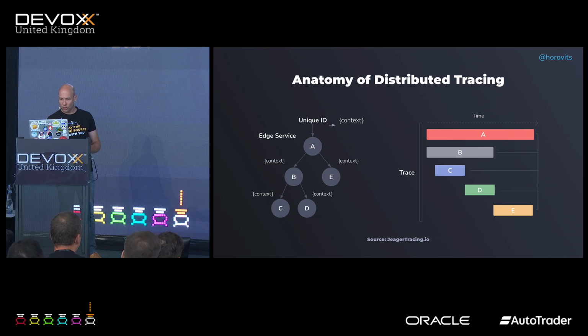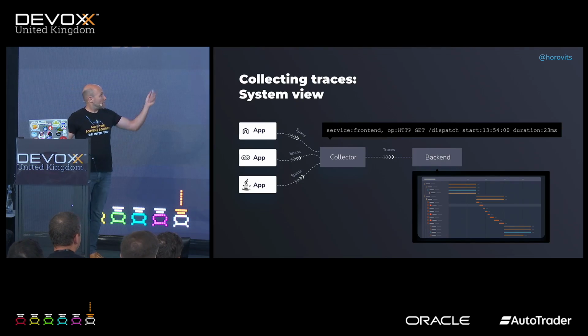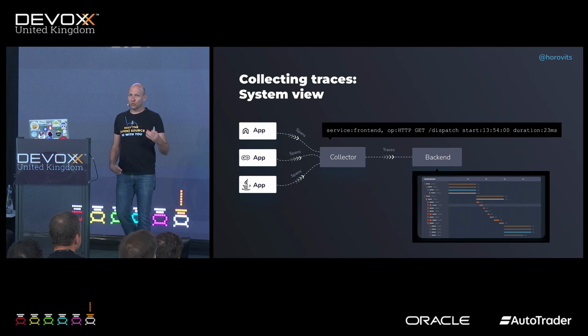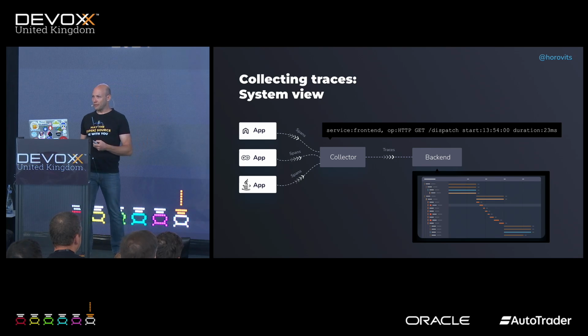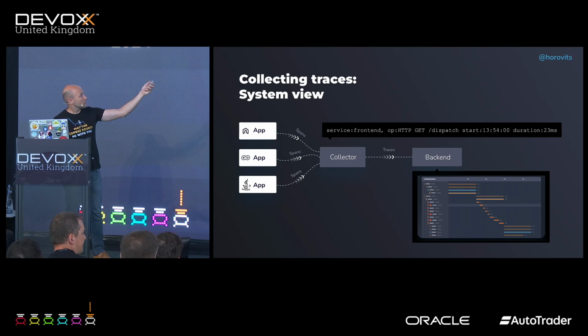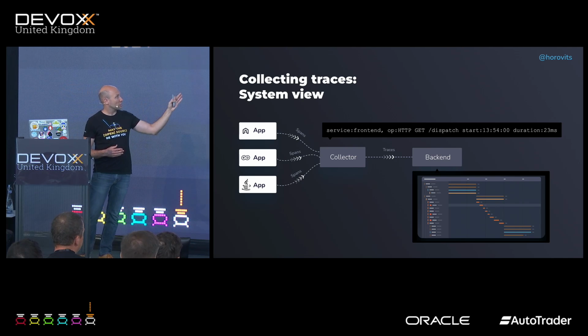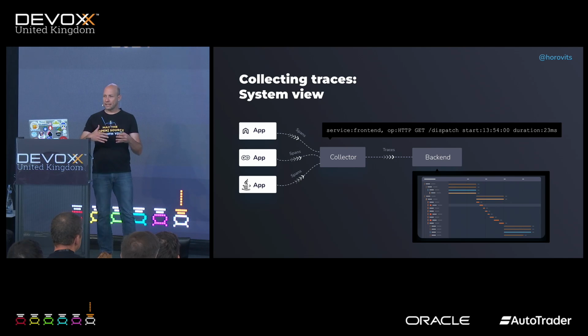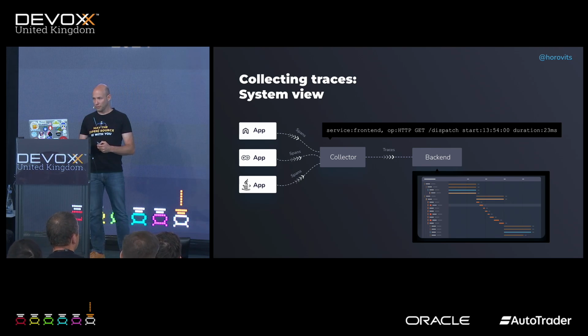And let's have a look at the way that it looks on the system view. As you can see, you have the services. It could be polyglot also. It doesn't have to be strictly Java or a single language. Each one, for each operation, generates and emits a span, just like you emit logs and traces from your application. And you have an example span here, like a service front-end, operation HTTP get /dispatch, start time, duration. That's the way that you can visualize in your heads what a span is. Then it's sent to a collector or an agent that collects all these spans, reconstructs a trace from these spans based on causality, and then sends it to a backend that then you can analyze and visualize, for example, this timeline view, this Gantt chart that we talked about before.